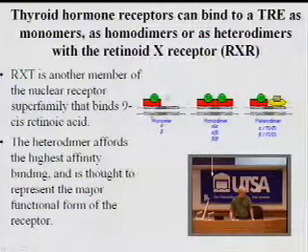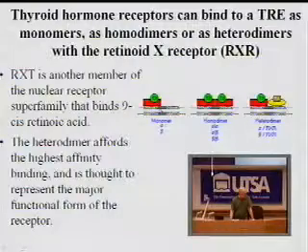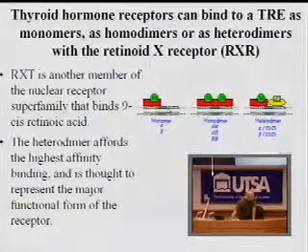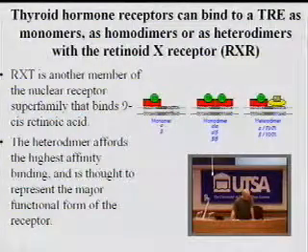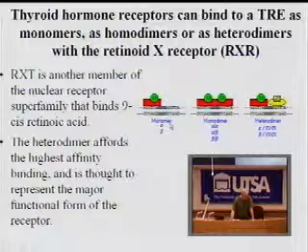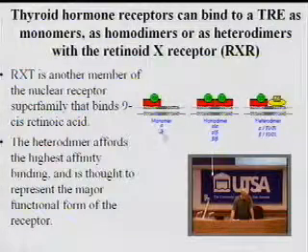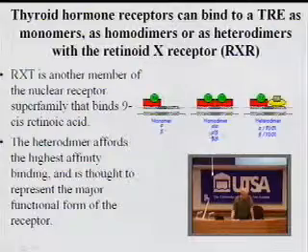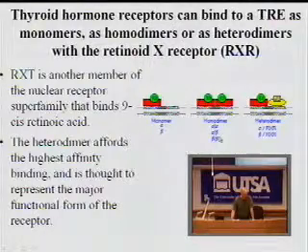Here we see the monomer binding to a half TRE, although we see that this is a direct repeat. It's not the palindromic type. A monomer of alpha, or it could be beta. The homodimers can be alpha-alpha, alpha-beta, or beta-beta, still considered as homodimers.